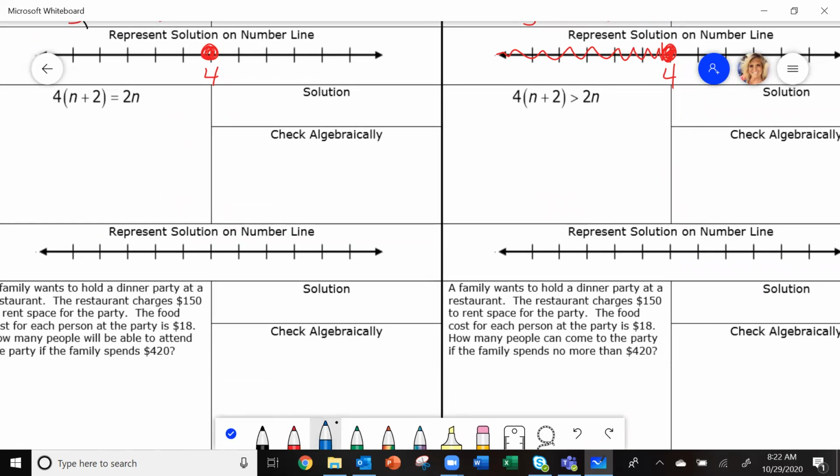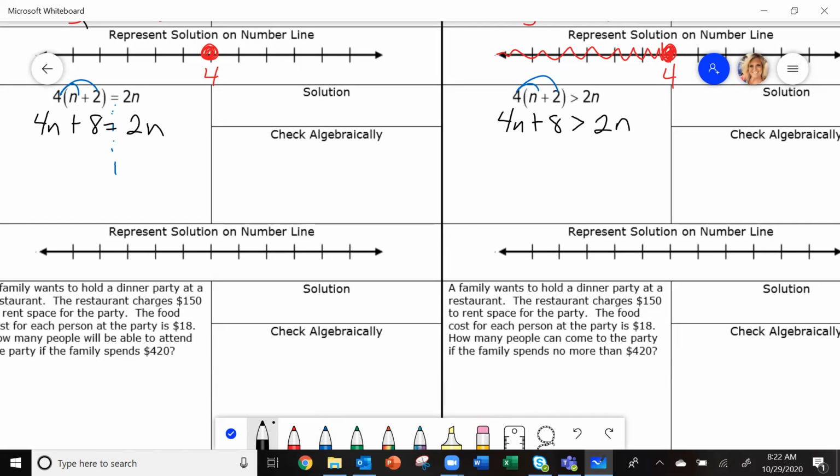So at the equal sign, dotted line, inequality, dotted line, first thing you'll do is the distributive property. So you get 4n plus 8 equals 2n. Oh, not equals. Silly me. Greater than 2n.